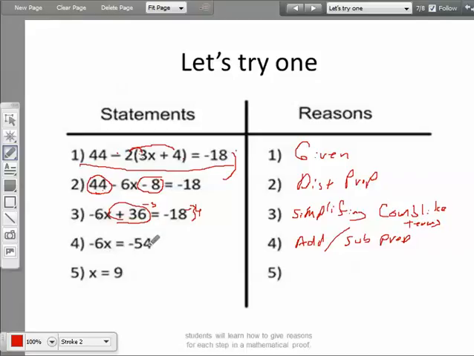So now going from 4 to 5, it looks like they divided by -6. So we're dividing by -6 here. And what did we wind up with? X equals 9. So that was the division property. Okay? That wasn't that difficult. The work was already done here. All I had to do was add the reasons.